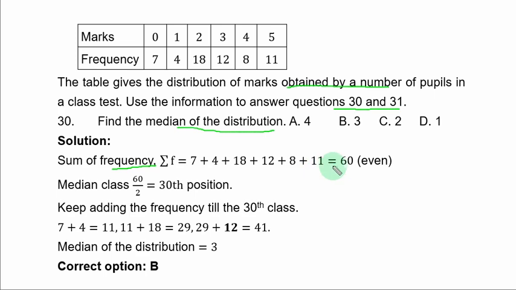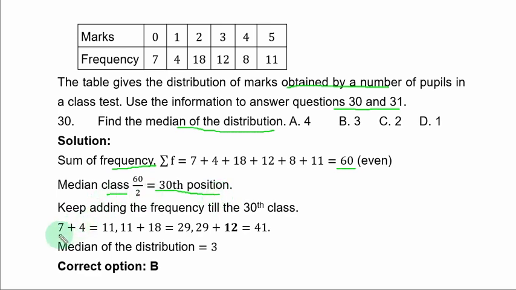When you add all, that is 60. You have to note whether it is even or odd. Here it is even. Then we get the median class, where the median can be located. That is dividing sum of frequency by 2, and you have the 30th position. What you do is that you keep adding the frequency till the 30th.